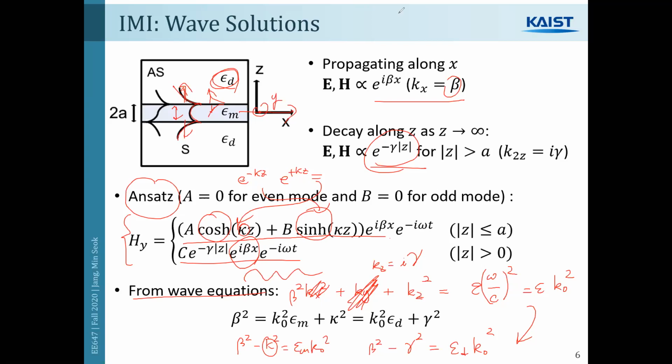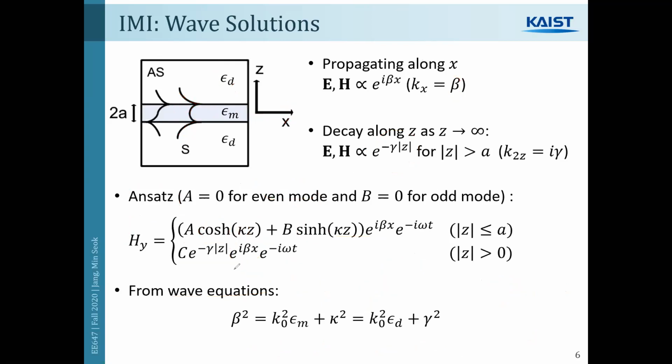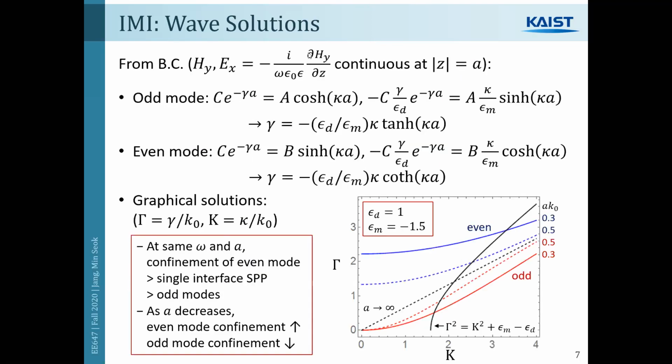Okay, so now we have all the ingredients. What we need to do now is apply boundary conditions. From the boundary conditions, the electric field and magnetic field are continuous at the boundary. And for the odd mode, you get these two conditions.